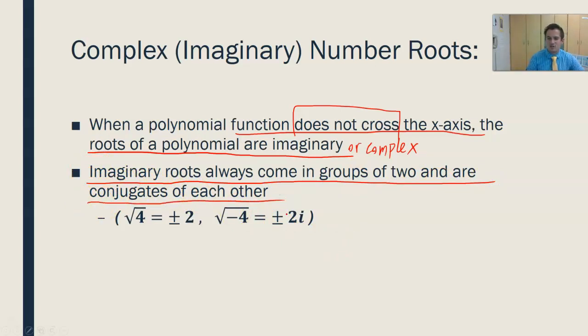Imaginary roots will always come in groups of 2 and are conjugates of each other. We talked about conjugates a little bit, which basically means that if I had the root positive 2i, another solution to that polynomial function would be negative 2i. The example I gave in the last lesson, if I had 3 plus 7i, the conjugate or the opposite solution would be 3 minus 7i. They always come in pairs that are conjugates, or really opposites, of each other.